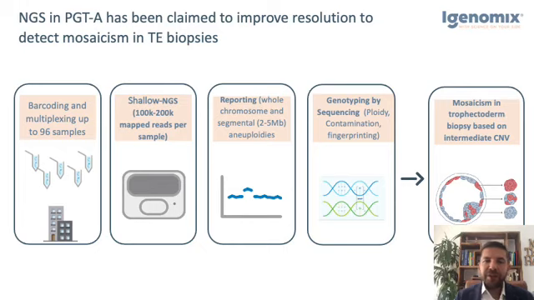Remarkably, next-generation sequencing has also been suggested as an improved technology for the diagnosis of chromosomal mosaicism in trophectoderm biopsies, leading to a massive controversy and debate in our field, particularly about the capability of this new development to bring any level of clinical utility for patients undergoing a PGT treatment cycle.